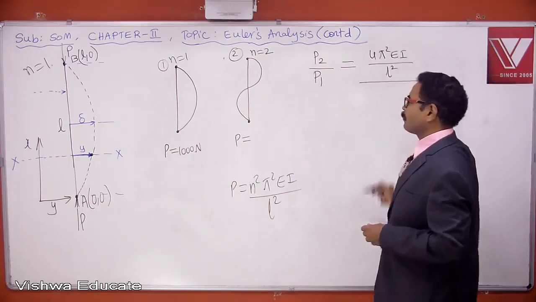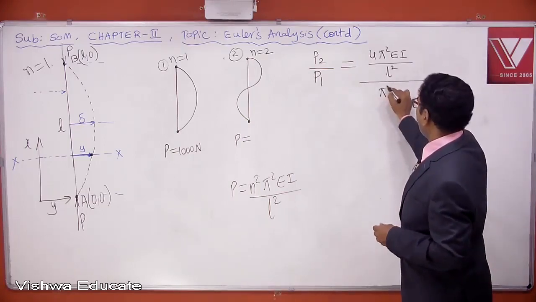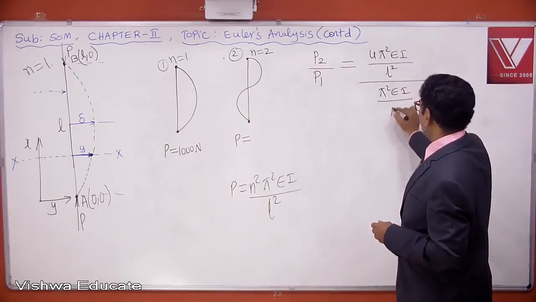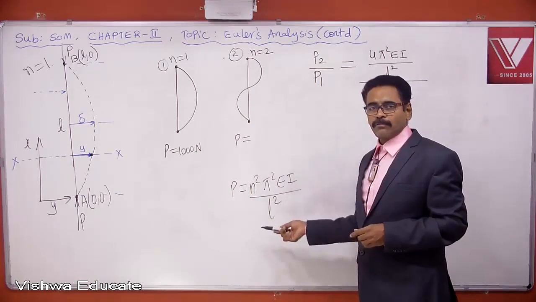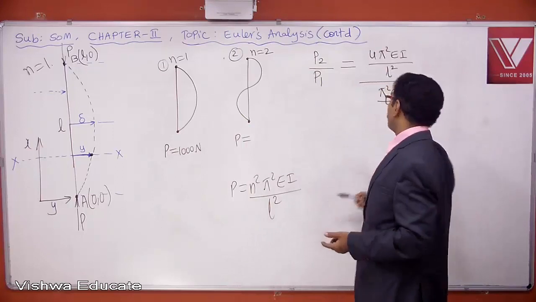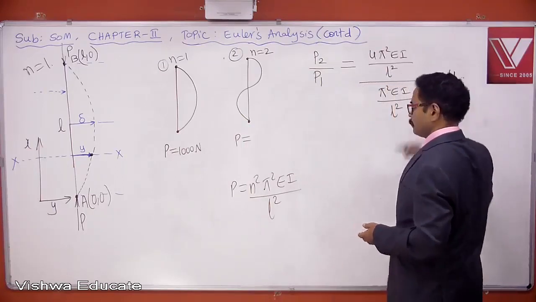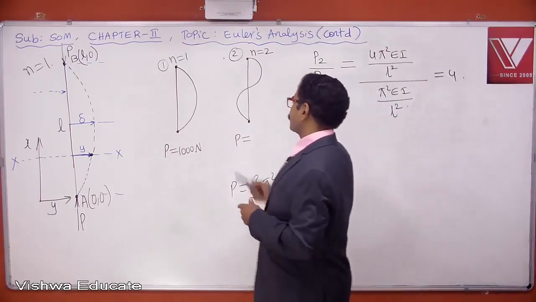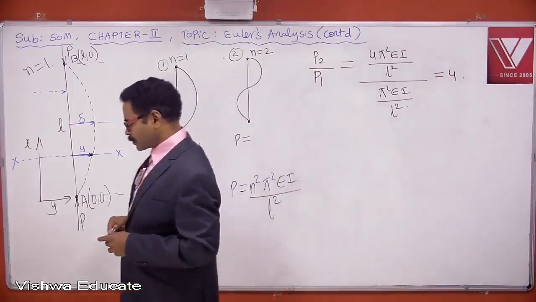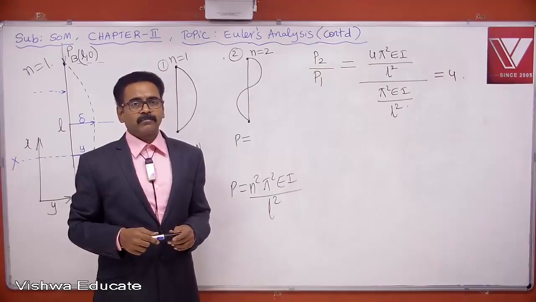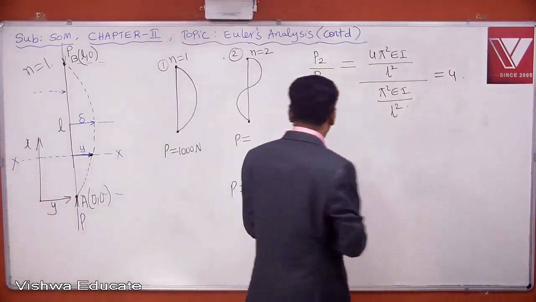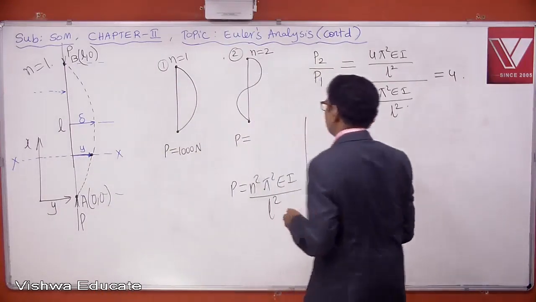What is the critical load of the first column? Only pi square EI by L square. When n is equal to 2, 2 square is 4. When n is equal to 1, 1 square is 1. So what is the answer? 4. Euler's critical load of the second column by Euler's critical load of the first column is 4. So this question already came.